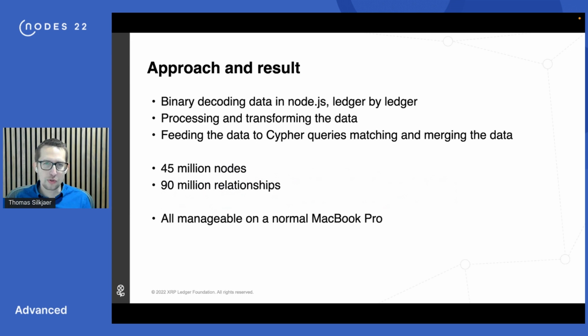Second, I wrote scripts to first backfill from an XRP Ledger database dump, followed by subscribing to ledgers closing and inserting data in regular intervals. The approach of the script was pretty straightforward. Decode the data, transform the data, and insert it into Neo4j using Cypher queries.